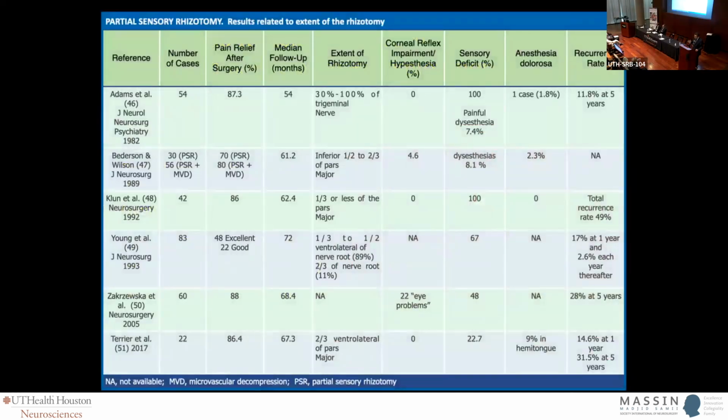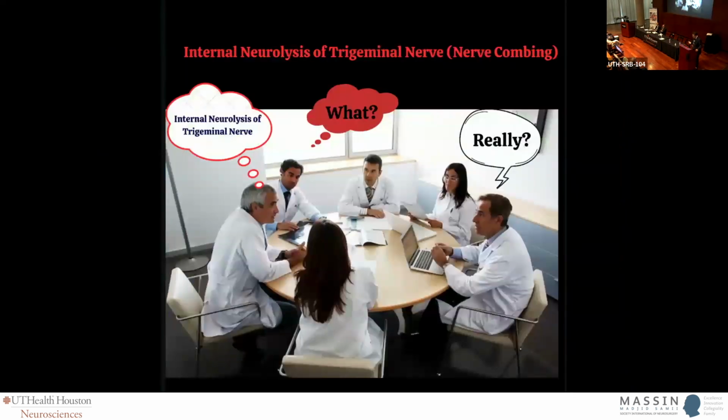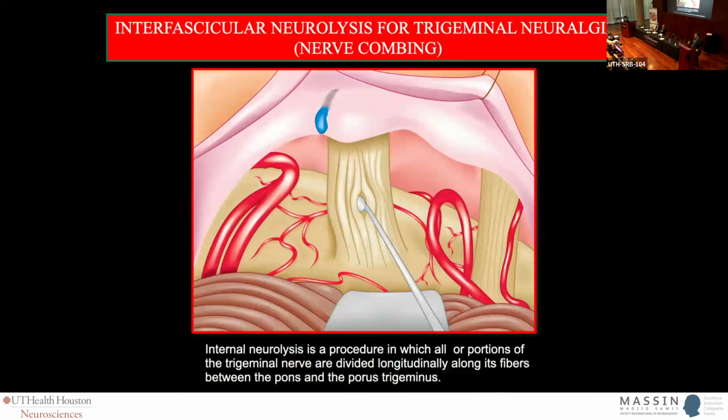So the problem with partial sensory rhizotomy is the loss of sensitivity, dysesthesia, and the possibility that you can have anesthesia dolorosa. So I found interfascicular neurolysis. What is that? I found papers in English from our colleagues from China. The first publication was in a journal from China by Li in 1995. It's a procedure in which all or a portion of the trigeminal nerve is divided longitudinally along its fibers between the pons and porus trigeminus.